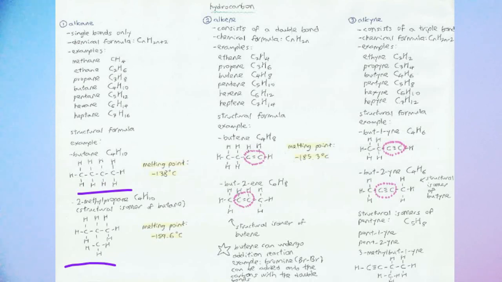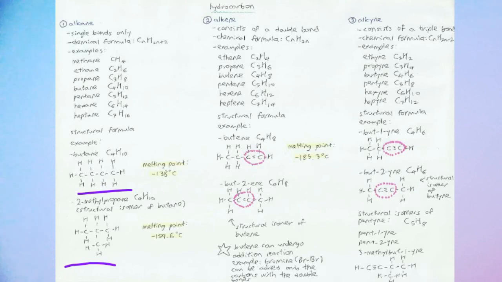We look at alkene, it says alkene consists of a double bond. The chemical formula of alkene is CnH2n. We have many different examples of alkene. We have ethene, propene, butane, pentane, hexane, and heptane. So follow the chemical formula CnH2n. For example, if you look at ethene, it has 2 carbon. The number of hydrogen will be 2 times 2, which is 4.